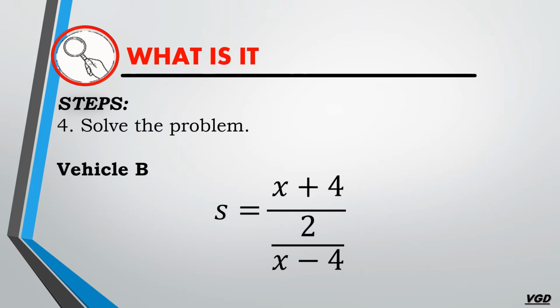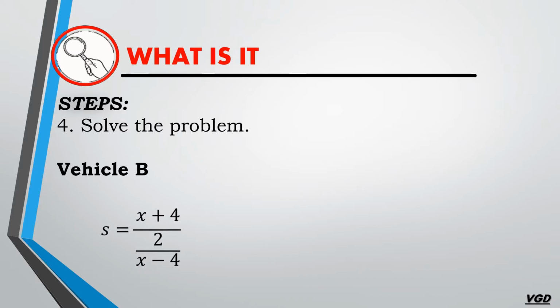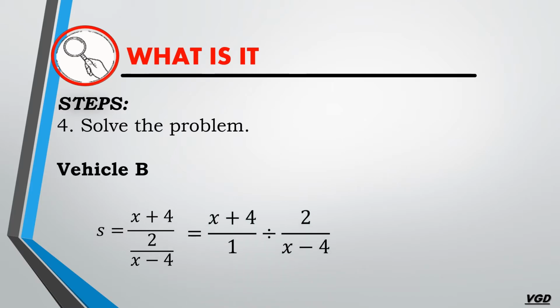Now let's proceed to solving the speed of our second vehicle, vehicle B. We have here the equation S is equal to x plus 4 all over 2 over x minus 4. As we all know, this can also be written as x plus 4 over 1 divided by 2 over x minus 4.